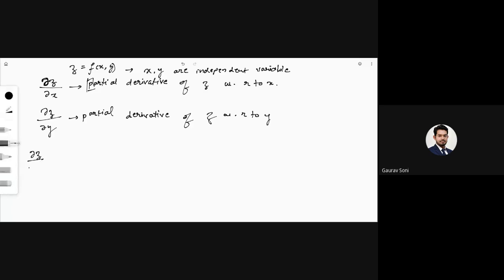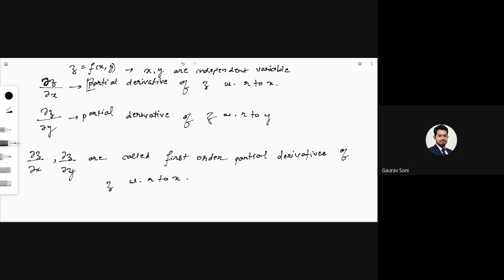What are these terms called? Dabba z by dabba x, dabba z by dabba y are called first order partial derivatives of z with respect to x and y respectively.